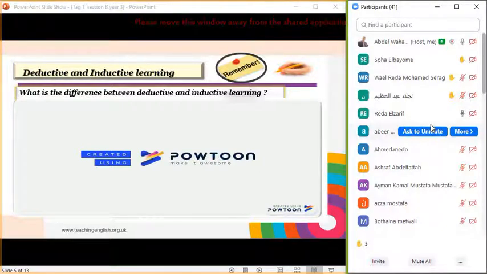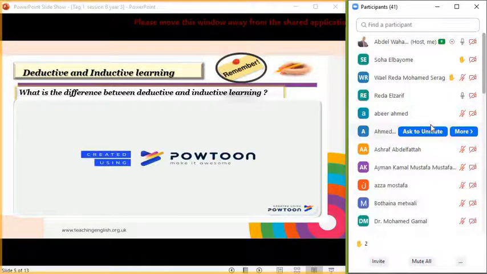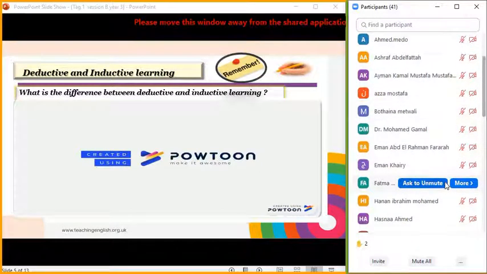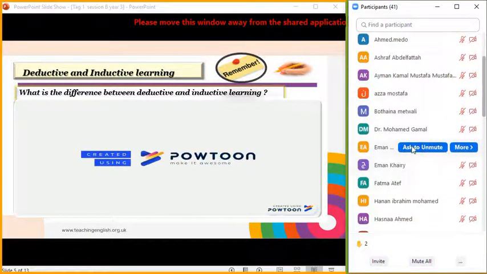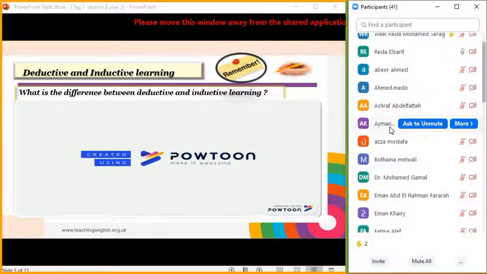Inductive approach is a sort of discovery learning focused on learners. Here, the learners are the source of information. And deductive, here, the approach is teacher-centered. The teacher is the source of information. Thank you, Mr. Rida.